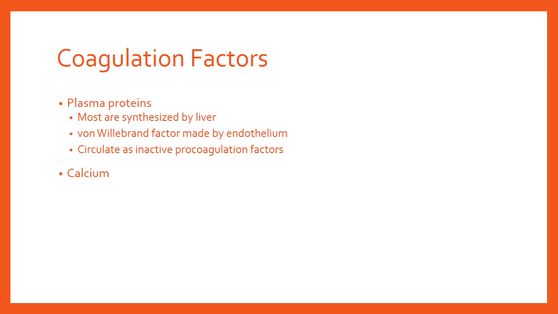There is one factor called von Willebrand factor, and it's made by endothelium, and von Willebrand disease is a deficiency of that factor. So you can ask a question: if we have so many coagulation factors, why doesn't all blood clot? And the answer is that the plasma proteins, or coagulation factors, are actually circulating as inactive procoagulants.